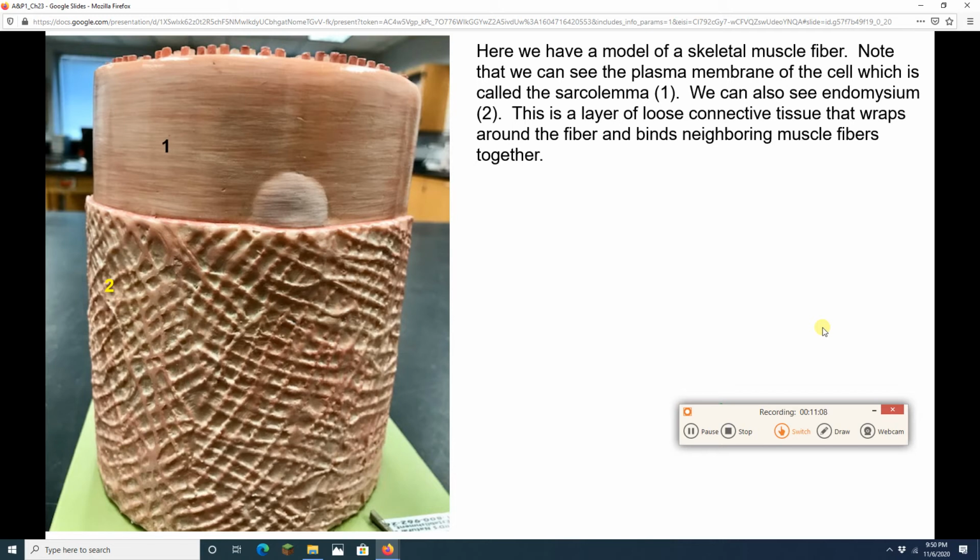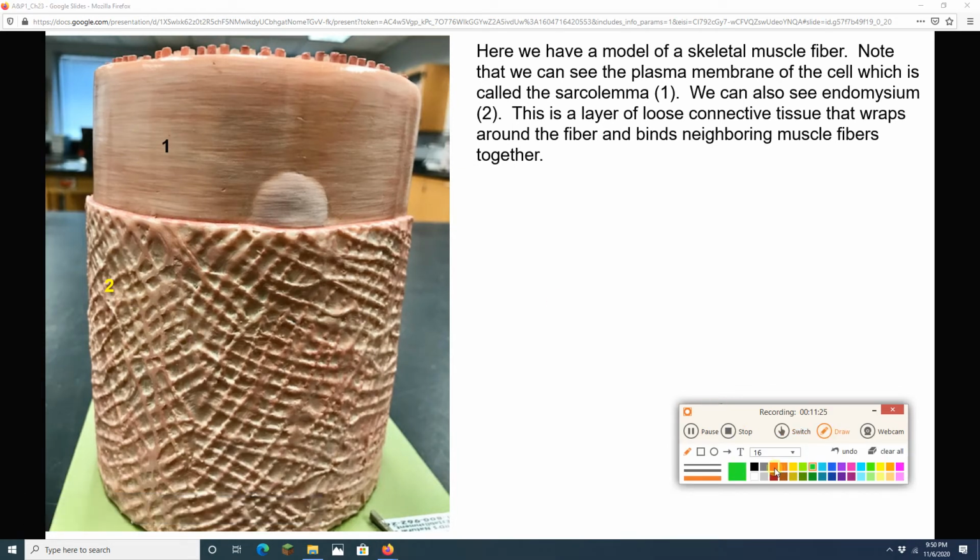What we're going to look at now is a model of a single skeletal muscle cell. This is a skeletal muscle fiber right here. Right up here, this kind of smooth looking region, this is the plasma membrane of the skeletal muscle fiber. The plasma membrane is called the sarcolemma.